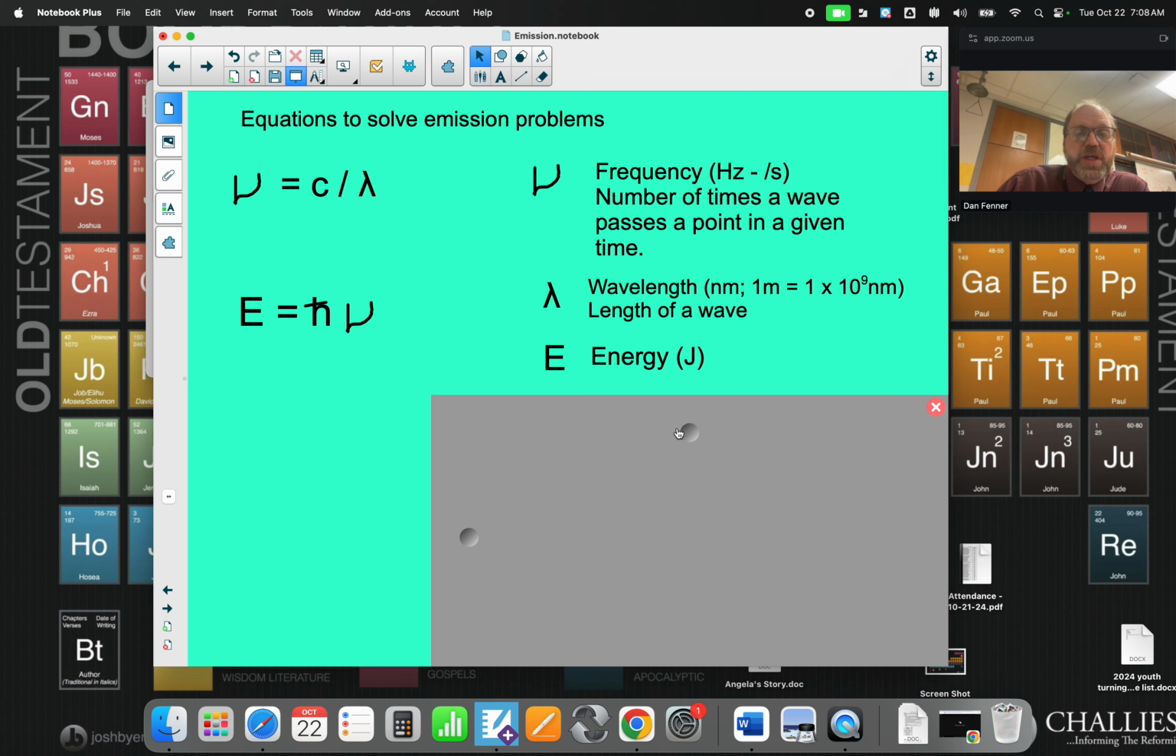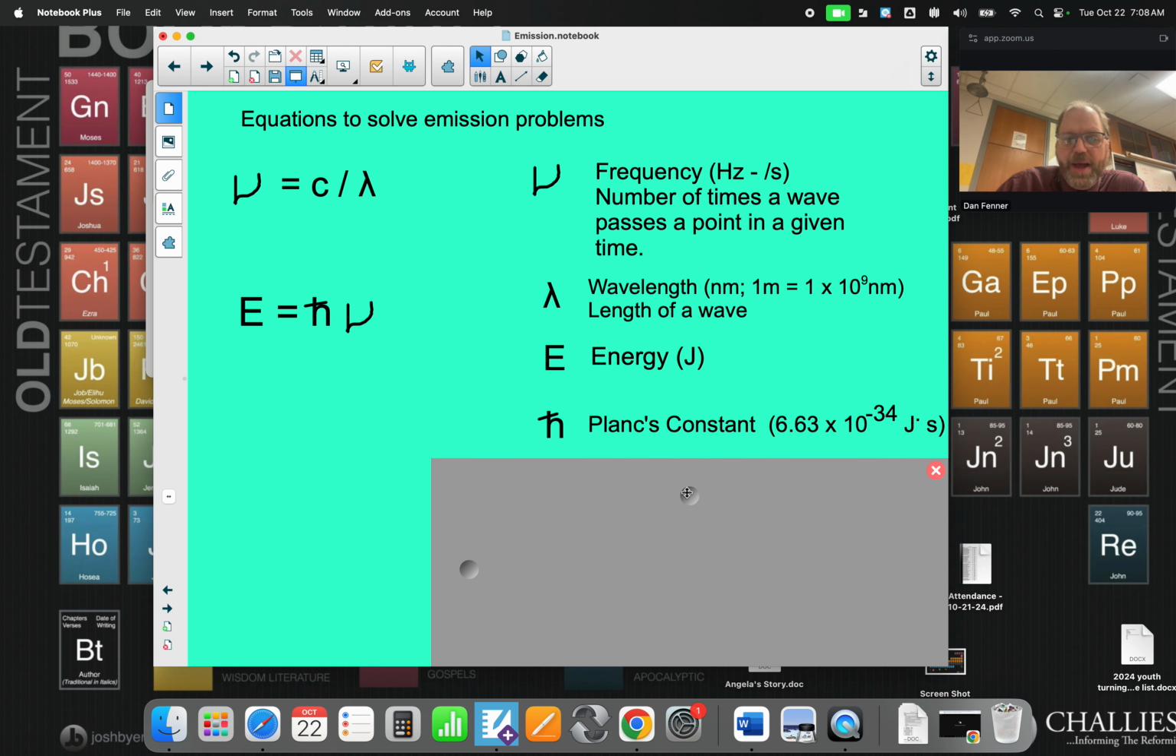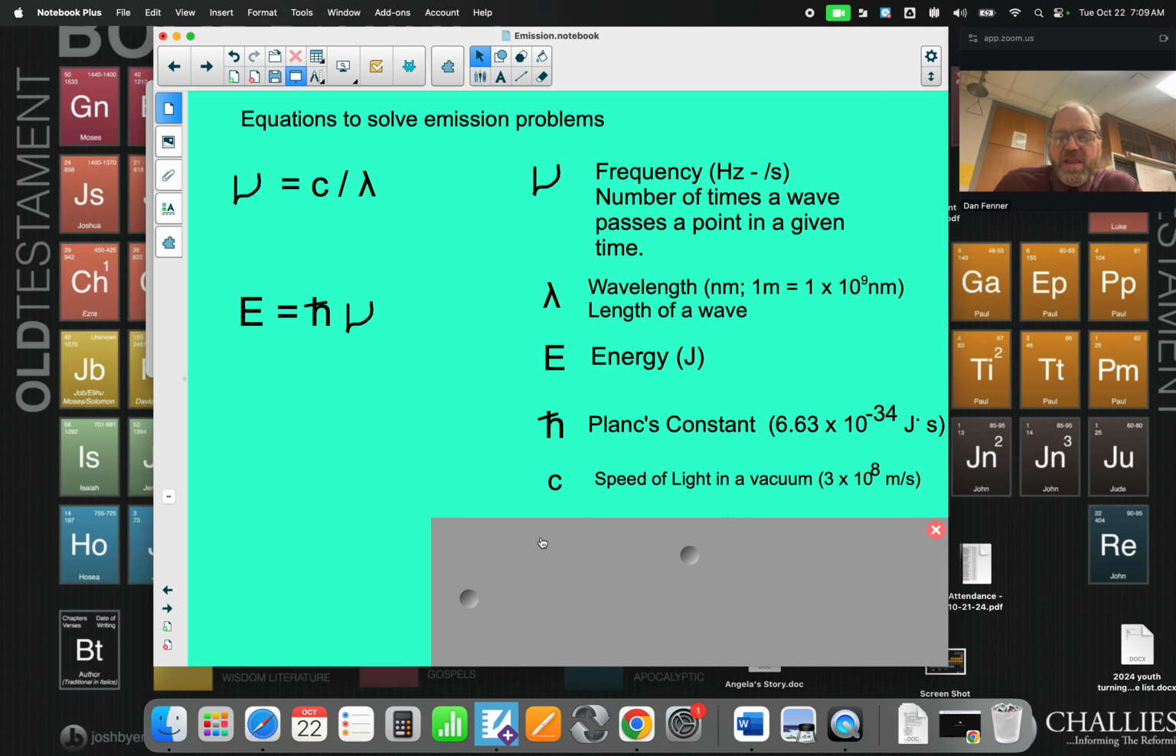E is energy, expressed in joules. h, with that little hat on top, we call that Planck's constant. Not Planck, Planck, he's a Frenchman. The value there is 6.63 times 10 to the minus 34th joule-seconds. We'll need that to find energy. And of course, c, we're going to express as 3 times 10 to the 8th meters per second. It's actually 2.98 something, just make it easier. And that value helps us understand. So what's nu? C over lambda.